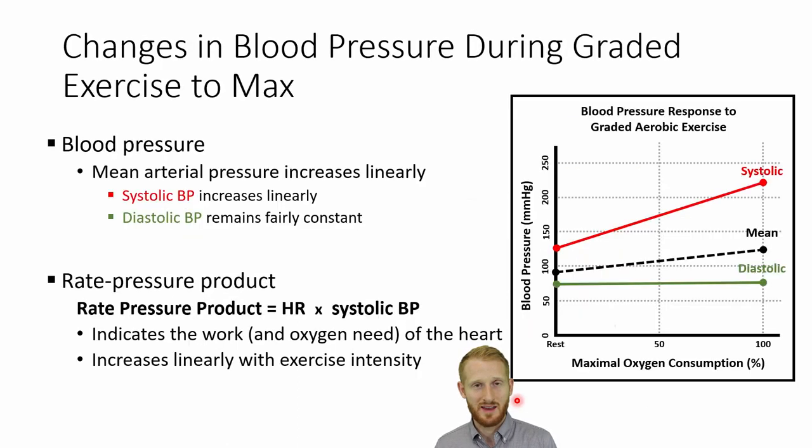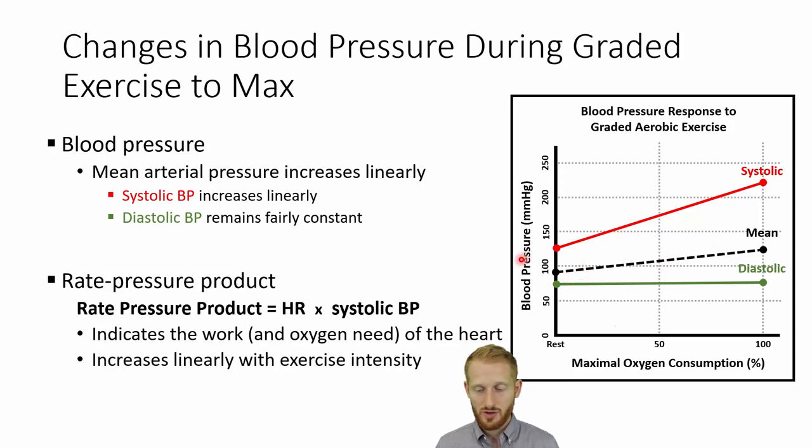All right, so that was how blood pressure is controlled. Let's talk about what happens with blood pressure when you exercise. So we have the oxygen consumption here. 100% would be working at your VO2 max, so your absolute highest level of aerobic exercise intensity. And then we have rest, so we have the two extremes here. And then we have blood pressure on the y-axis. Systolic blood pressure is the red line. Diastolic blood pressure is the green line, and the mean arterial pressure, which in this situation is calculated, is the dotted line in between.